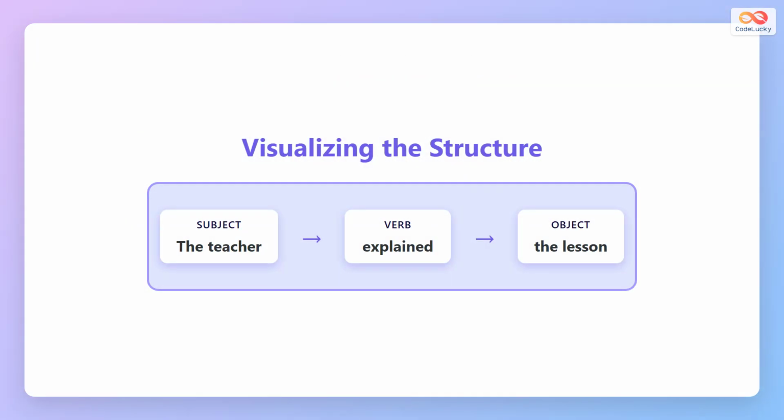The teacher explained the lesson follows the pattern perfectly. The teacher is subject. Explained is verb. The lesson is object. This structure works for all simple sentences in English.